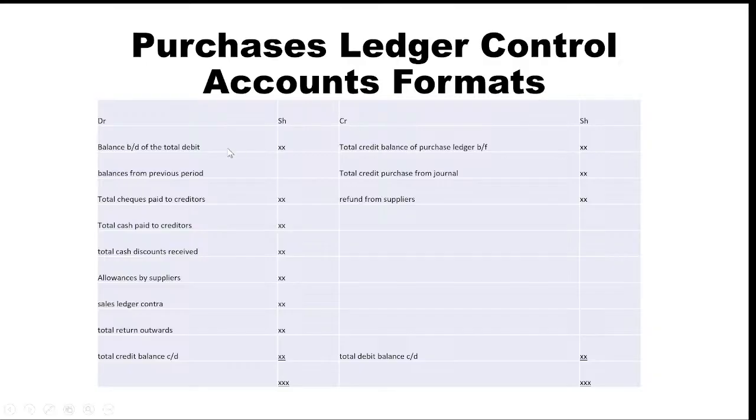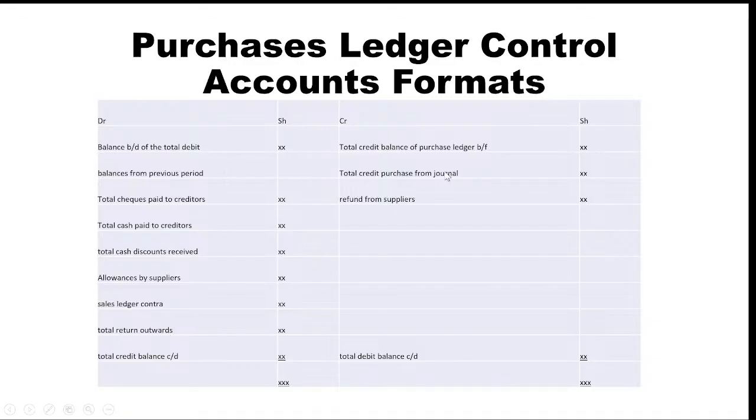On the left hand side, where you have the debit, we shall start with the balance brought down for the total debit balance from the previous period. So this one will also start from the previous period. Then we have the total checks paid to creditors, total cash paid to creditors, total cash discount received, allowance by suppliers, sales ledger contra, and total return outwards.